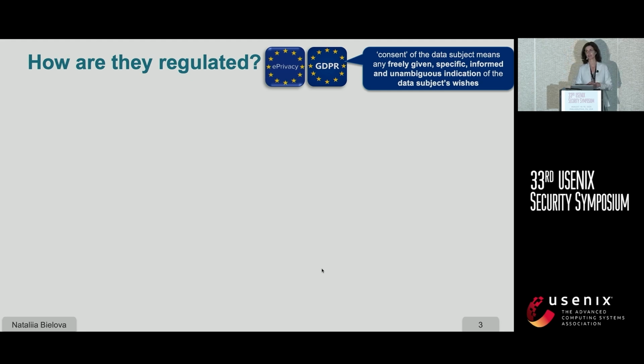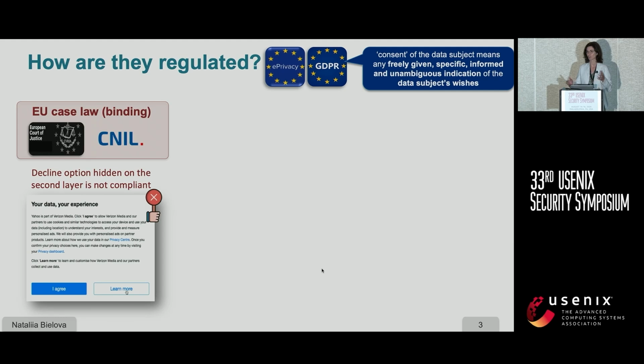In Europe, we have data protection regulations like the Privacy Directive and GDPR, and they require that the consent of the data subject is a freely given, specific, informed, and unambiguous indication of the user's wishes. So it's really important to remember that the user should be able to express their actual wishes in this kind of interface. But when it comes to regulation, we actually have two sides.